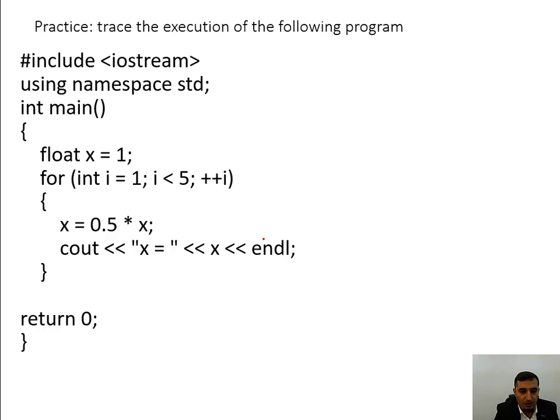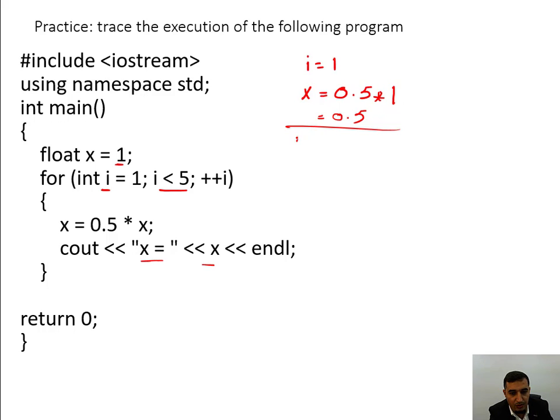Trace the execution of this program. Now, in order to trace the execution of the program, you need to start from the beginning. So integer I is equal to 1. So our initial value, I, is equal to 1. Is I less than 5? Yes. So x will equal 0.5 multiplied by x, which is 1. So x will equal 0.5, and on our output screen we will display x is equal to 0.5.